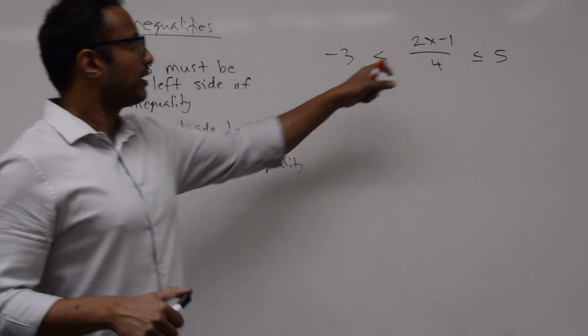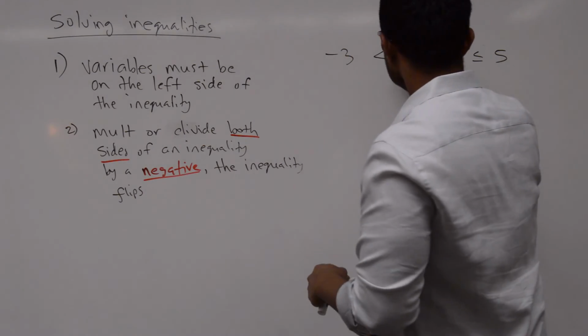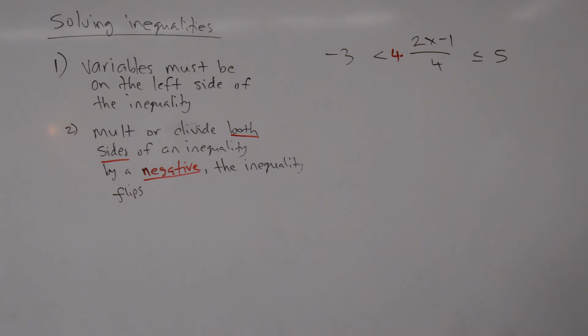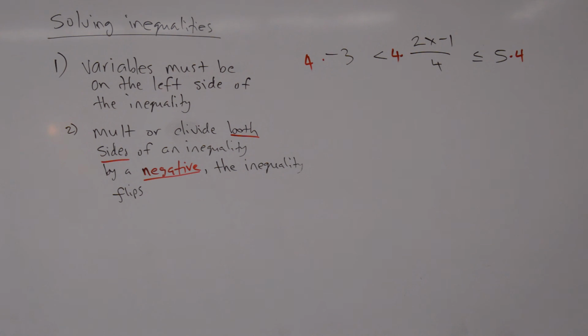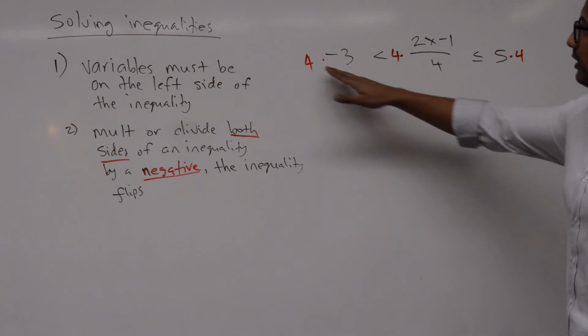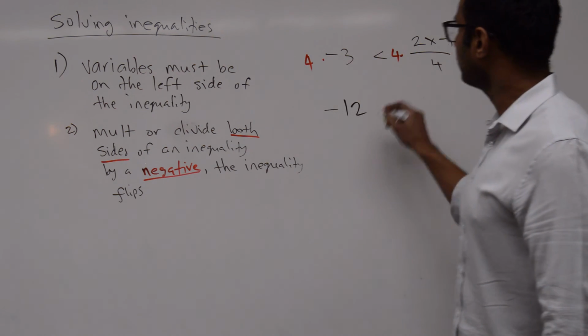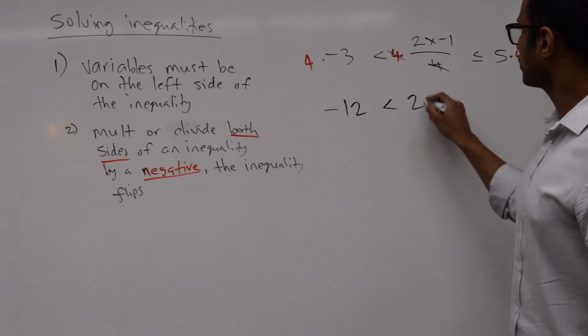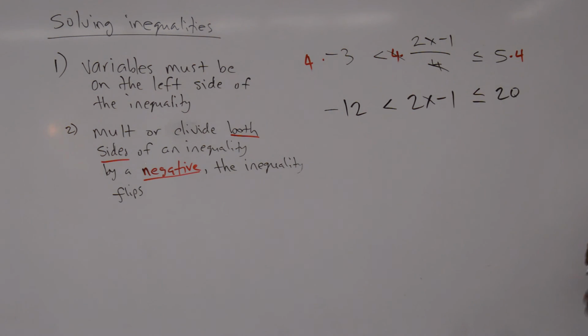First step, we want to get rid of the fraction. Well, the 2x minus 1 is being divided by 4, so we're going to multiply by 4 to undo that. But you have two inequalities embedded into one, so you have to multiply the 4 to both sides. Okay, so you have 4 times negative 3, that's negative 12. These cancel, so you're left with 2x minus 1. And then 5 times 4 will give you 20. So we get negative 12 less than 2x minus 1 less than or equal to 20.